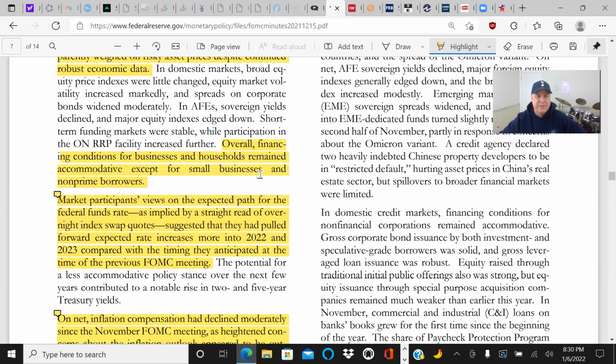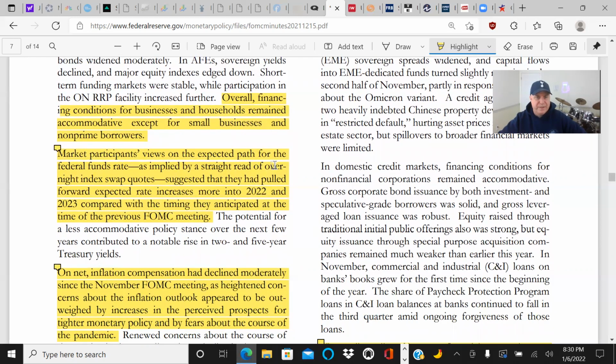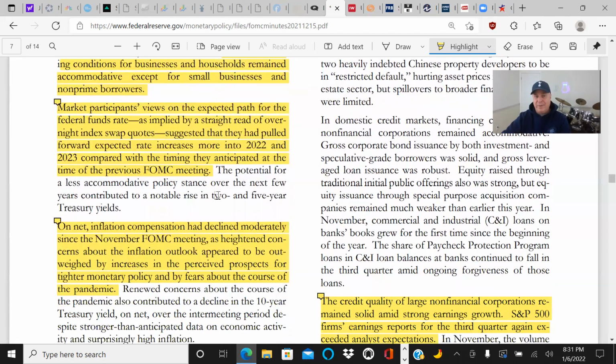Overall, financial conditions for businesses and households remain accommodative, so that's good. Market participants' view on the expected path for the federal funds rate, as implied by a straight read of the overnight index swap, suggests that they had pulled forward expected rate increases more into 2022 and 2023 compared with the timing before. So this really spooked the market. Again, we just did that Excel sheet. We knew that the rate increase was going to be pulled forward into 2022, and it wasn't going to be delayed until 2023. We knew that because the tapering was going to complete in March. They're probably going to likely start it in April. They're talking about maybe having 4 rate hikes this year. Maybe they will, maybe they won't, but I doubt that they will. That's my personal feeling.